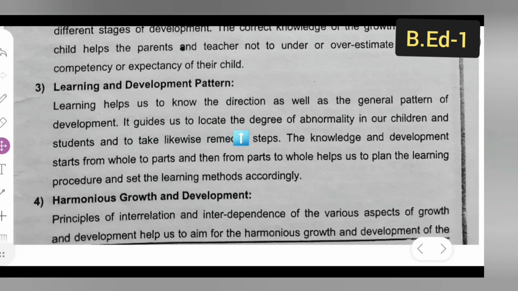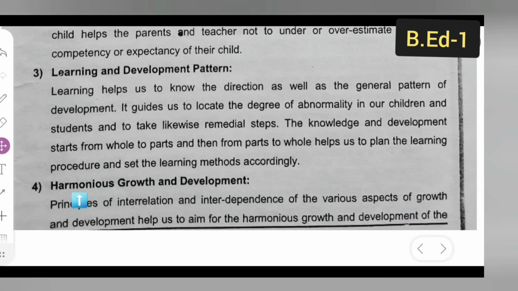It guides us to locate the degree of abnormality in our children and students and to take likewise remedial steps. The knowledge that development starts from the whole to the part and then from parts to the whole helps us to plan the learning procedures and set the learning methods accordingly.